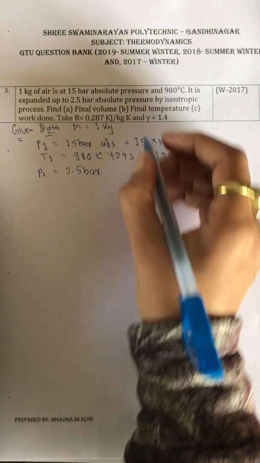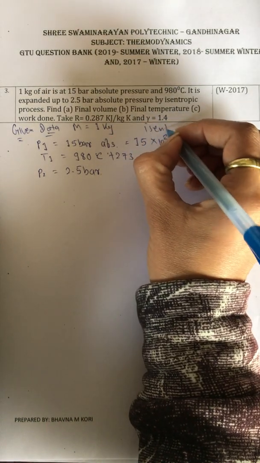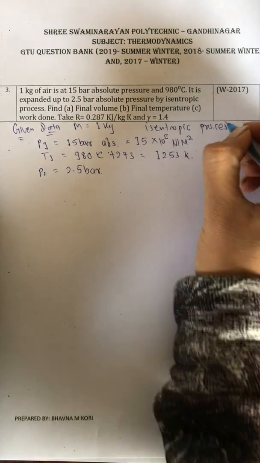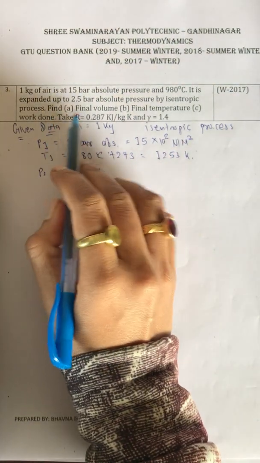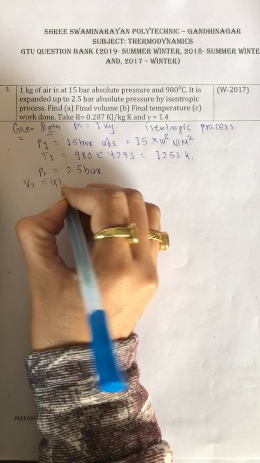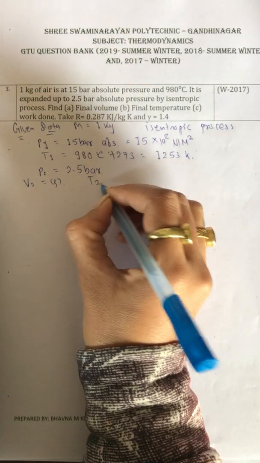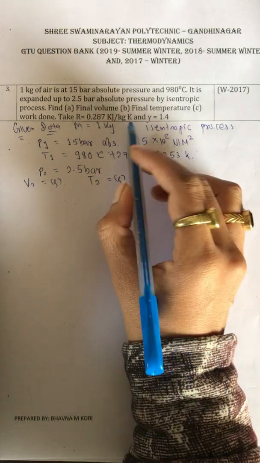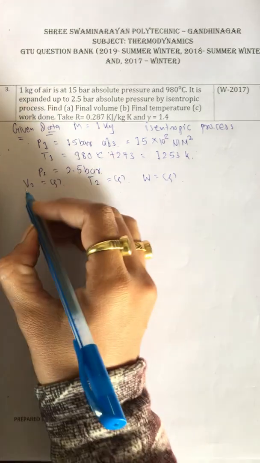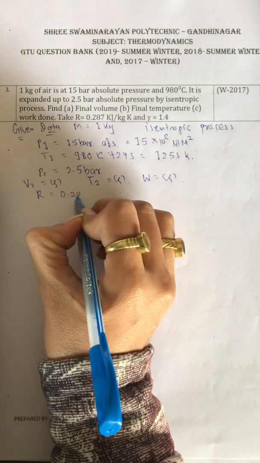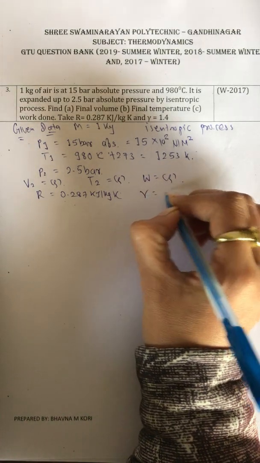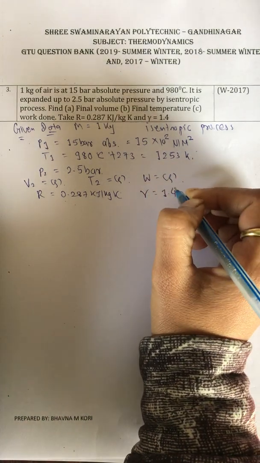Which process is there? Isentropic process is given. What we have to find? We have to find the final volume, that means V2, the final temperature, that means T2, then the work done W. Take R is equal to 0.287 kilojoule per kilogram Kelvin and gamma is equal to 1.4.